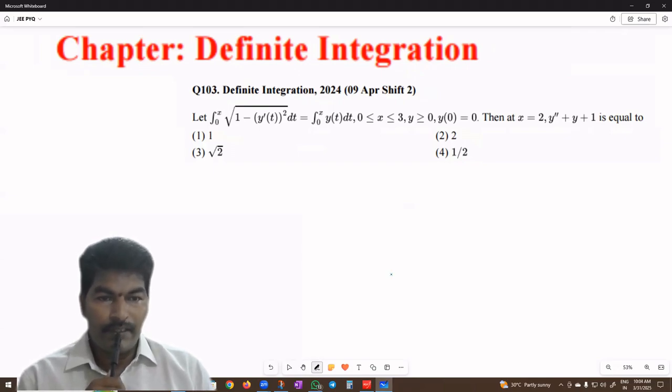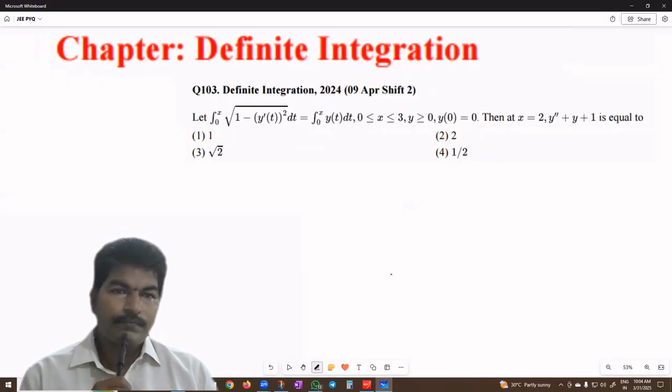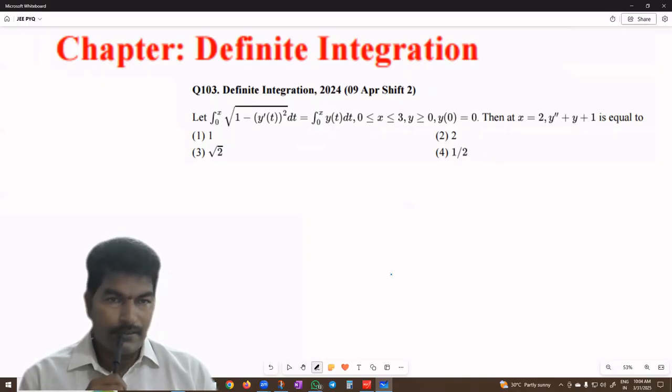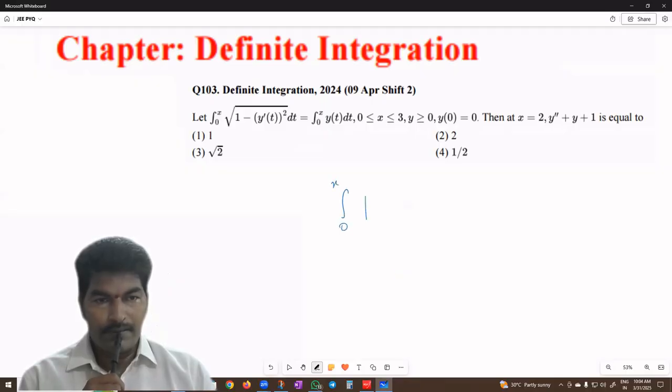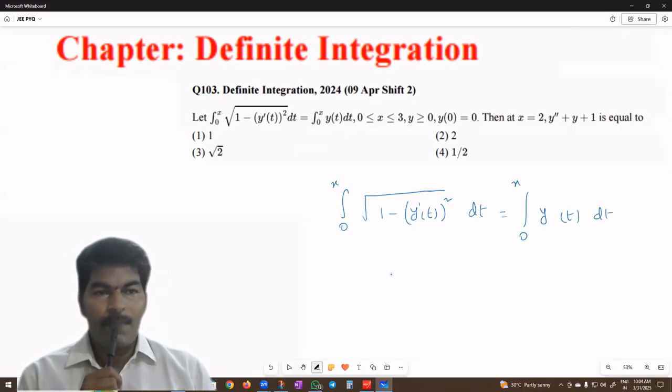So try to simplify this problem. So what was given here? Integral 0 to x square root of 1 minus y dash of t whole square into dt equal to integral 0 to x y of t dt. Okay. So this was the problem.